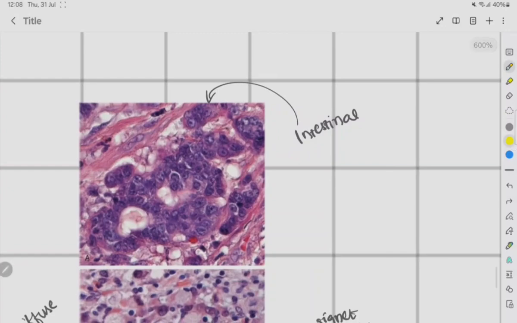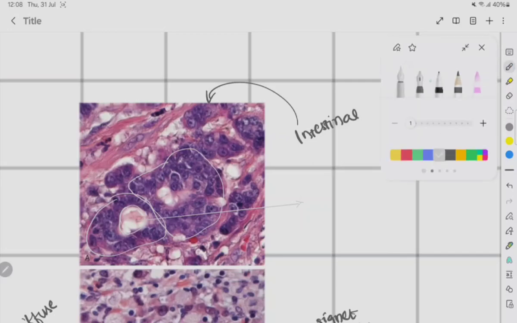Now again, you can notice here that it is forming a gland. Not a very clean one, but yeah, this is forming a gland. This is one gland. This would be the lumen, which is filled with mucin. So all these glands are mucin secreting.